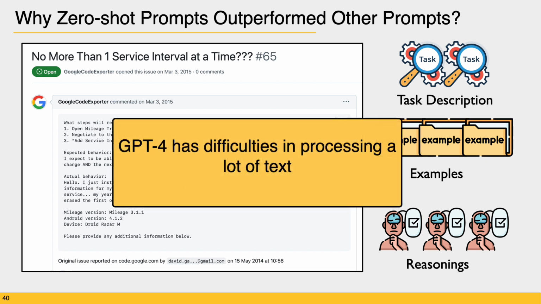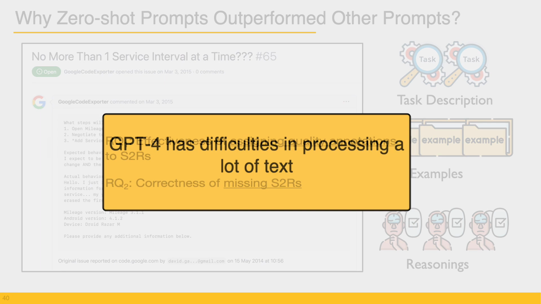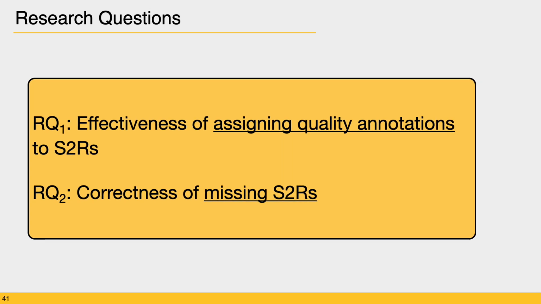The reason is that for few shot and chain of thought, GPT-4 has to process a lot of text, and therefore the generated response contains noise. To evaluate the performance of our approach, we ask 2 research questions.